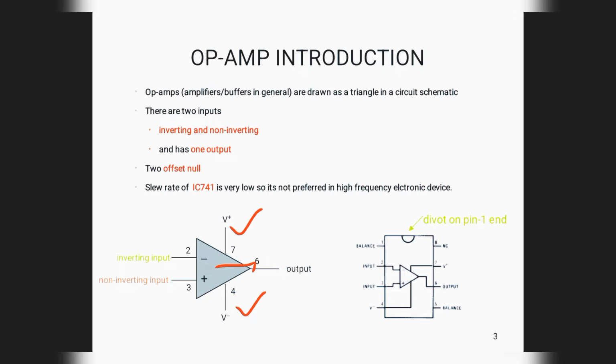Second thing is we are having two input pins. The second number pin is the inverting pin and the third number pin is a non-inverting pin. The sixth pin is the output pin. Pin number 1 and pin number 5 are known as offset null.